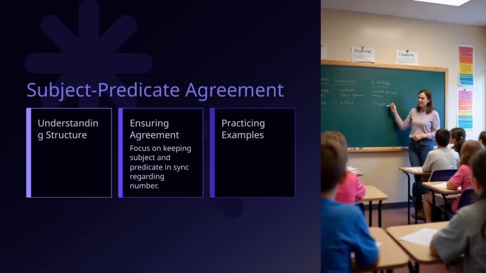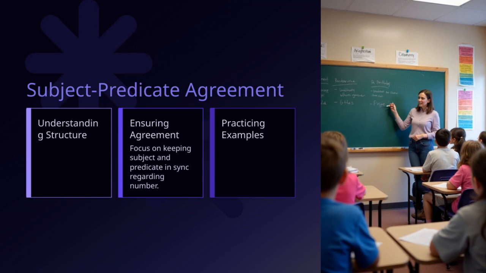Let's take a look at some practicing examples to reinforce what we've discussed. The key here is to focus on keeping the subject and predicate in sync, especially when it comes to number. This means making sure that if your subject is singular, your verb is singular, and if your subject is plural, your verb matches that. Ensuring agreement might seem simple, but it's crucial for clear and correct sentences.